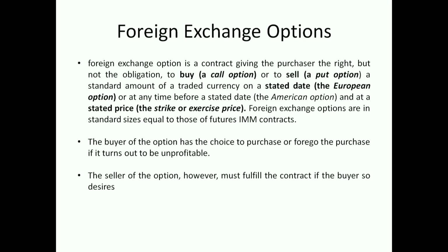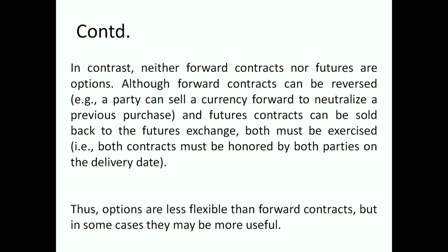The buyer of the option has a choice to purchase or forgo the purchase if it turns out to be unprofitable. The seller of the option, however, must fulfill the contract if the buyer so desires. The buyer pays the seller a premium, which is the option price, ranging from 1 to 5% of the contract's value, for this privilege when entering the contract. Compared to forward contracts, foreign exchange options are less flexible, but in some cases they are very useful too.